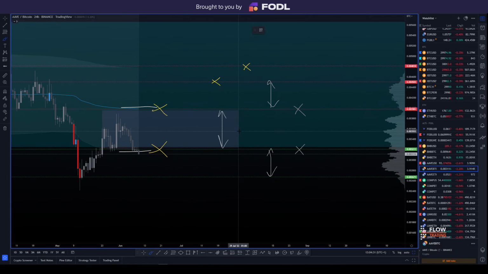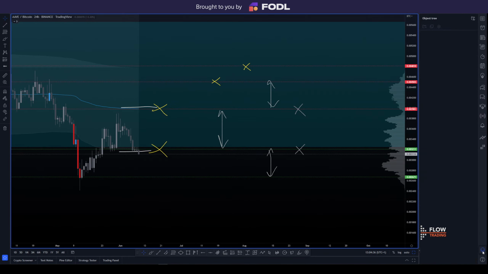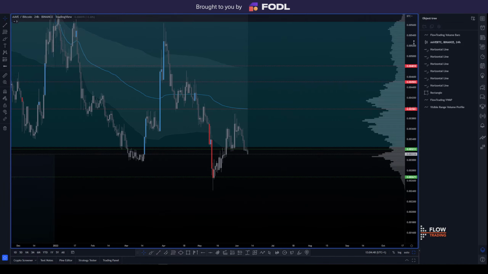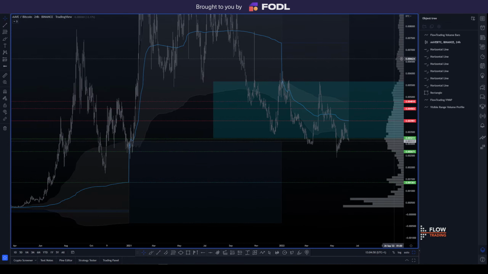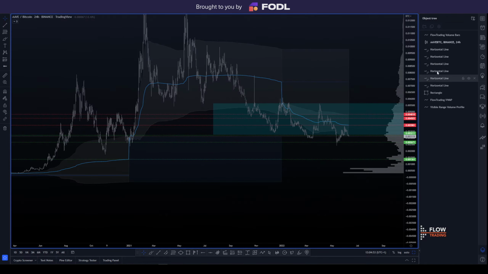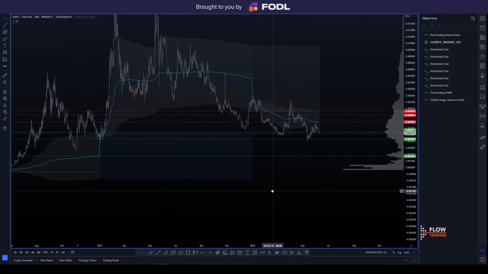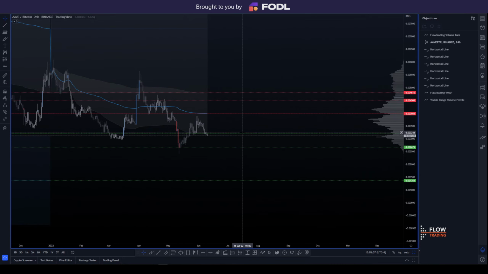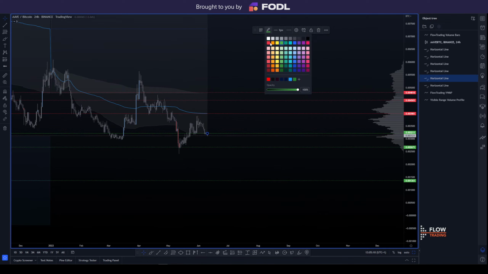AAVE versus BTC, we've definitely lost this area of balance. So I'm just going to delete this rectangle here. And in fact, I'm going to delete some of these ranges here, and let's just redraw and do the whole thing again. Let's just redraw that rectangle. Next level of support is way down here, next level of resistance is way up there. This one here we've just lost, so I'm going to put it as orange just in case we decide to go back over it again.